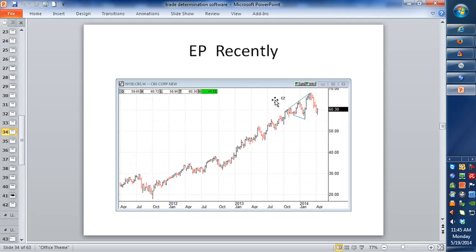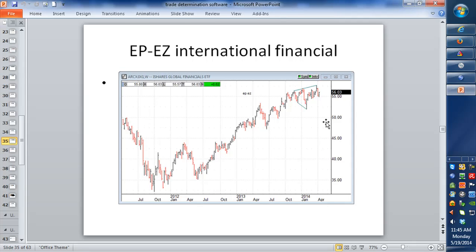Because there's a whole bunch of different entry triggers when that pattern is there. That's why software comes in handy. Now here's an EP recently in CBS suggesting that this was in for a good down move. And here's one in international finance. This was the iShares Global Financial ETF. Here's your EP pattern.